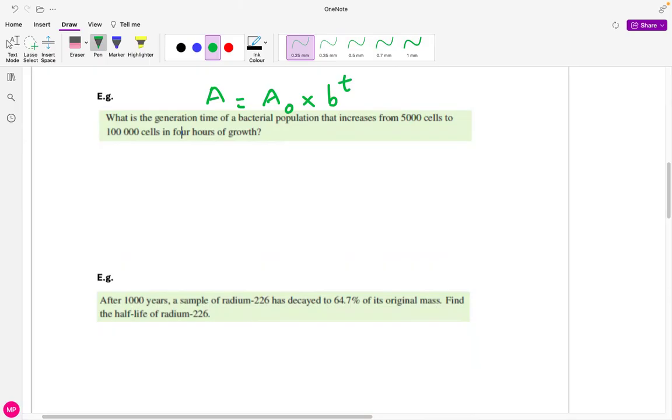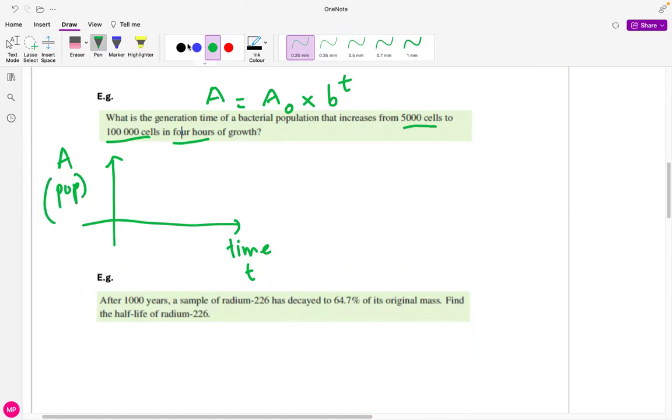Now, here they ask, what is the generation time of a bacterial population that increased from 5,000 to 100,000 in 4 hours? If we think of a diagram, t is the time and A is the population. The initial population is 5,000, and they're telling you that after 4 hours, it reached 100,000. So you do have a point here. Eventually, when you link them together, it looks like that.